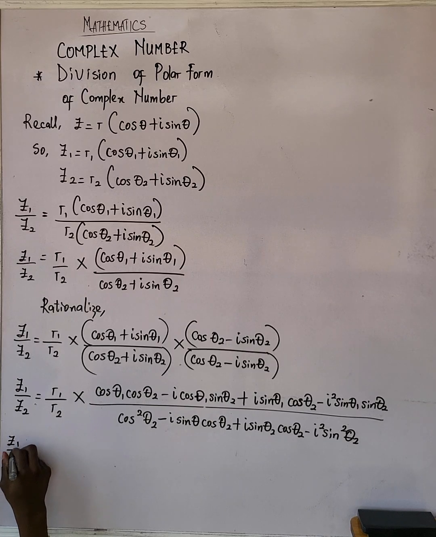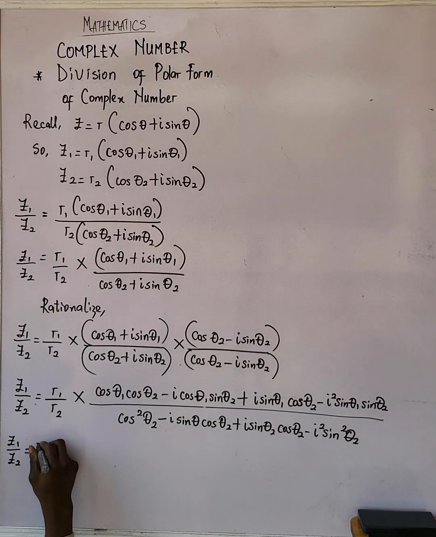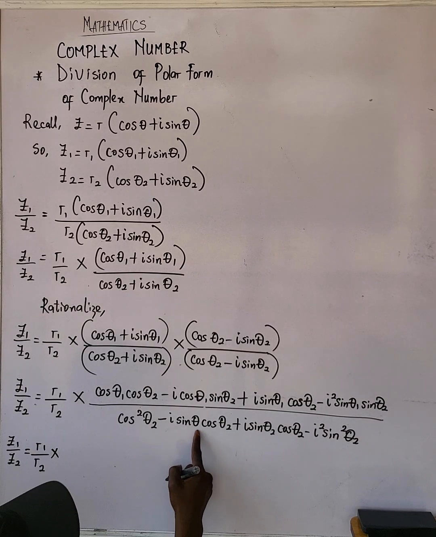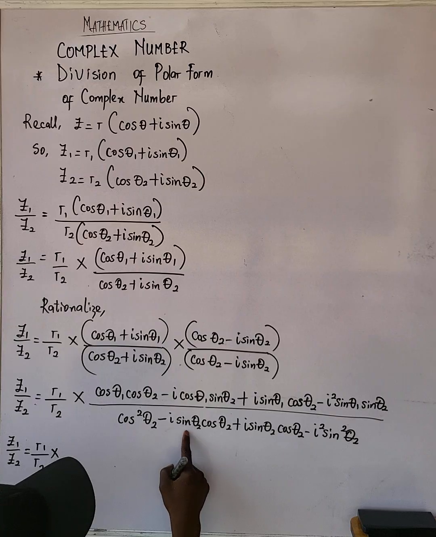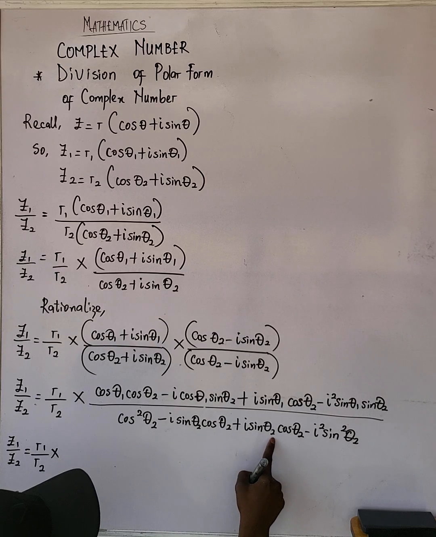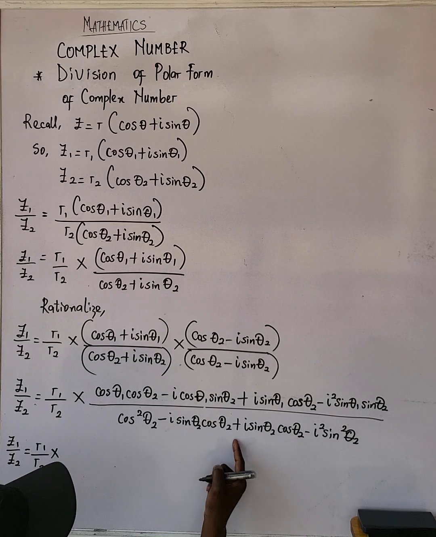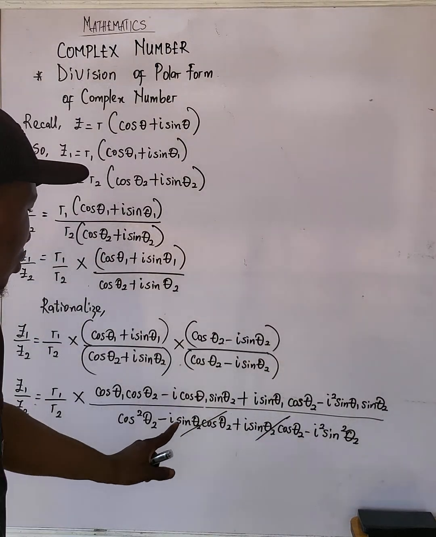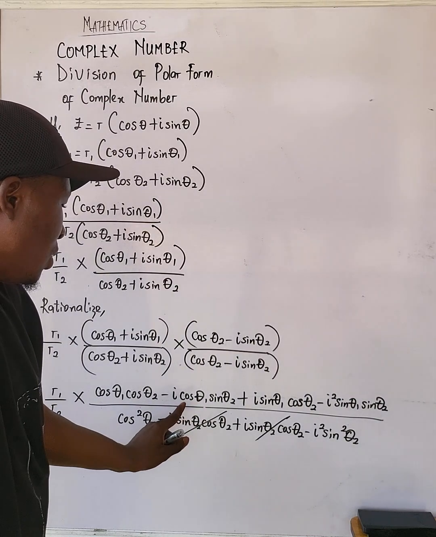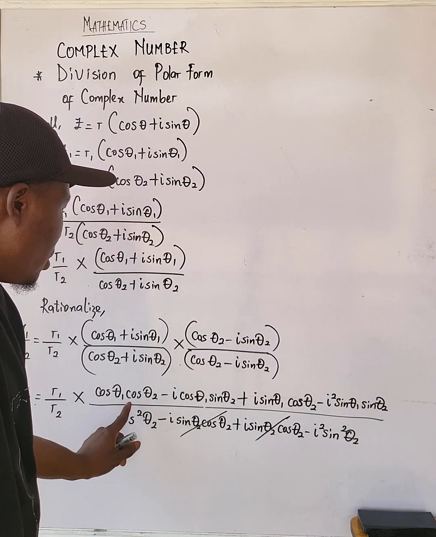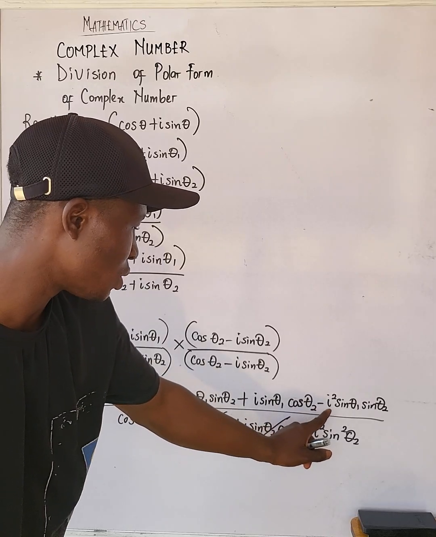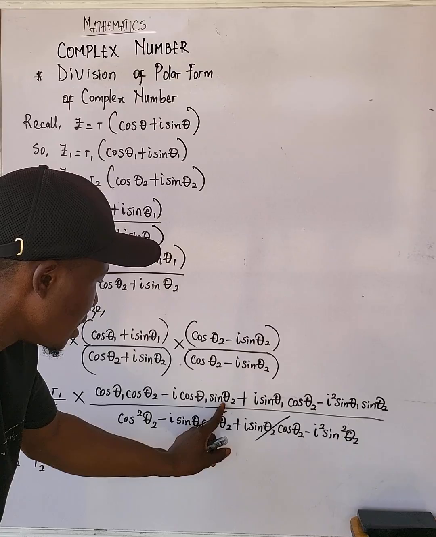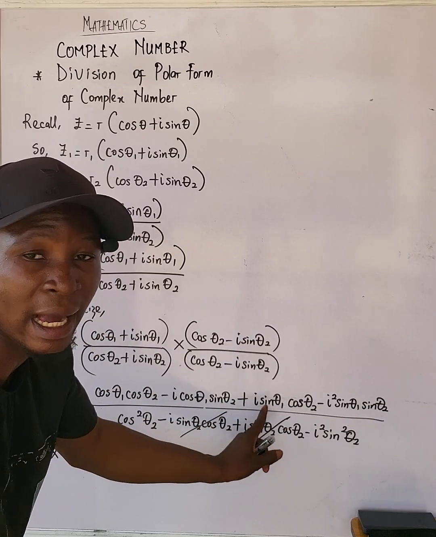So that will give us z1 over z2 equals r1 over r2 multiplied by. Now, what happened? In the denominator, minus i sin theta 2 cos theta 2 plus i sin theta 2 cos theta 2 cancel out, right? They are the same thing, so this will cancel this. So what are we left with? Cos theta 1 cos theta 2 on top, and then all of this. Nothing can cancel here: this is cos theta 1 sin theta 2, this is sin theta 1 cos theta 2. They can't cancel at all.